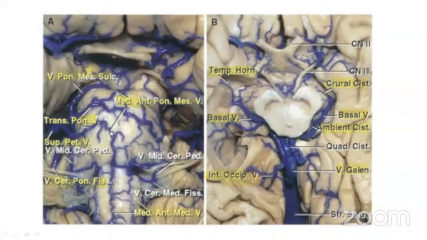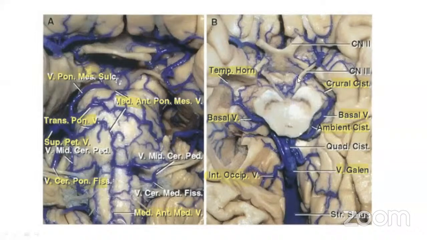The median anterior pontomesencephalic vein continues downwards as the median anterior medullary vein, longitudinally. Transversely, we can observe the transverse pontine vein of the pontomesencephalic sulcus. And we can also observe the vein of the cerebellopontine fissure draining into the superior petrosal vein.